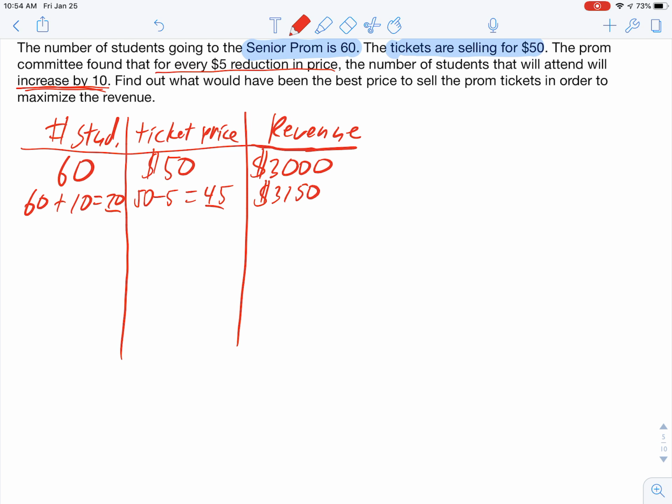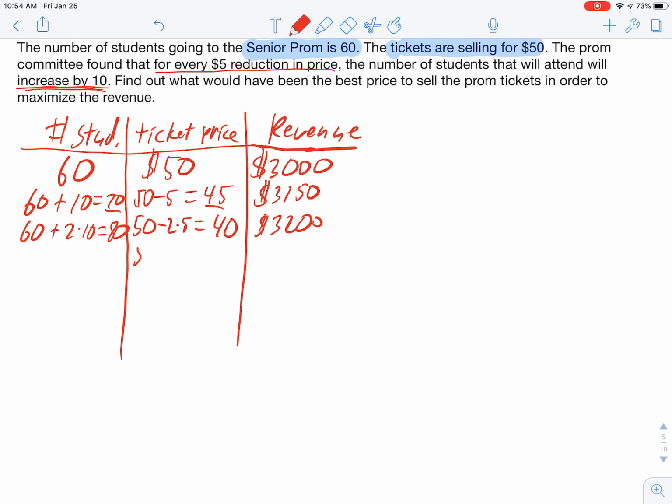Well, let's keep going. What if they reduce the price another $5? So I'm going to write this in kind of a funny way so you'll be able to connect it. I'm going to reduce it by $5, not once, but twice. So I'm going to take away $5 twice. So the price is now $40, and I'm going to add 10 people twice. And so we're up to 80 students now. And if I do that, 80 times 40 is 3,200. So still making more revenue.